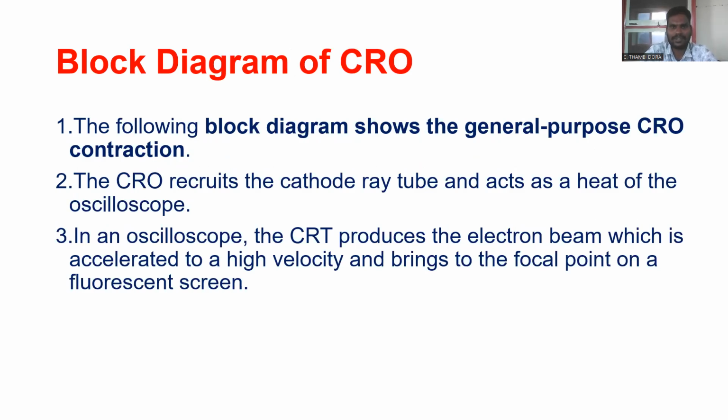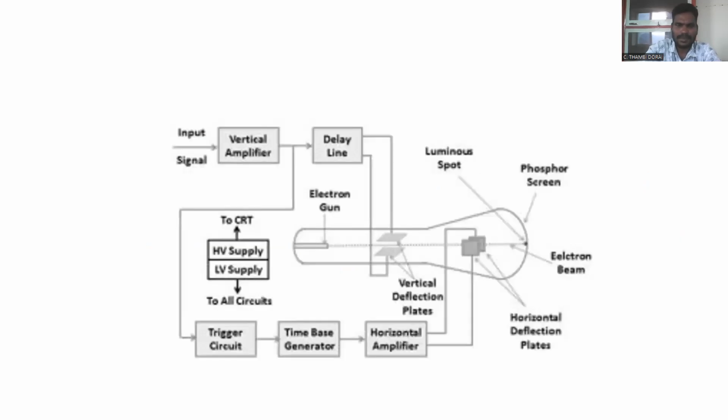Next, block diagram of CRO. The following block diagram shows the general-purpose CRO. In a cathode ray oscilloscope, the cathode ray tube acts as the heart of the oscilloscope. In an oscilloscope, the CRT produces the electron beam, which is accelerated to a high velocity and brought to a focal point on a fluorescent screen. So this is the block diagram of CRO.